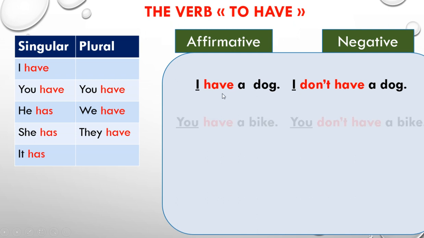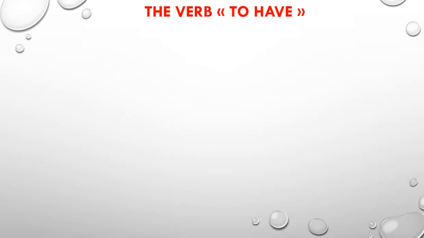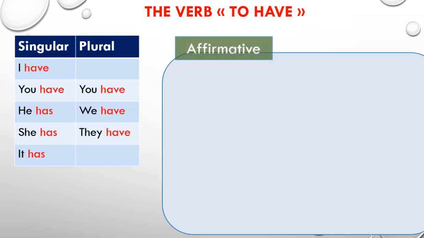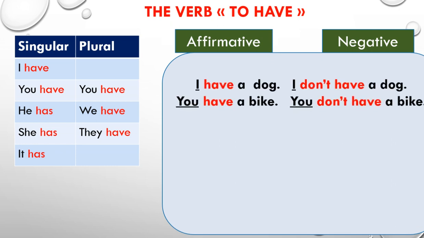Let's see the second example. You have a bike يعني أنت تملك دراجة هوائية. لنغير هذه الجملة إلى negative sentence. You have a bike. You don't have a bike. Okay, you have a bike is the affirmative sentence. You don't have a bike is the negative sentence.